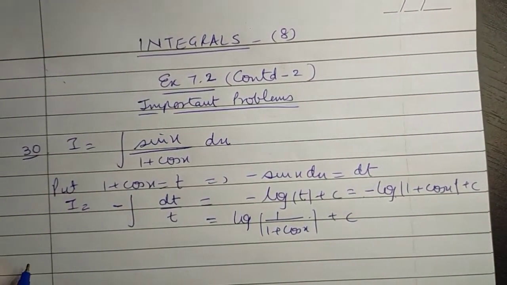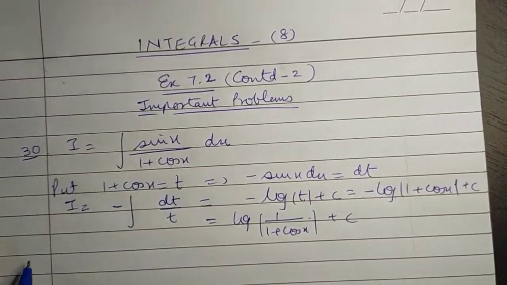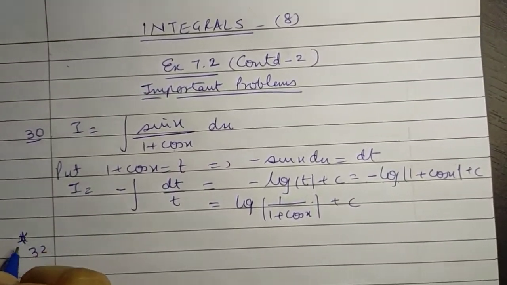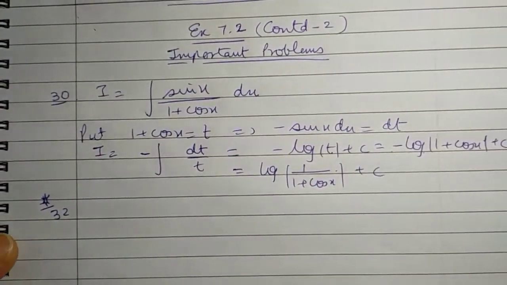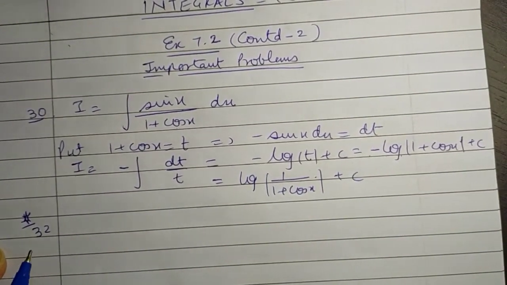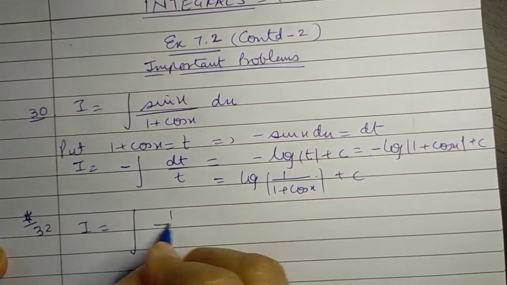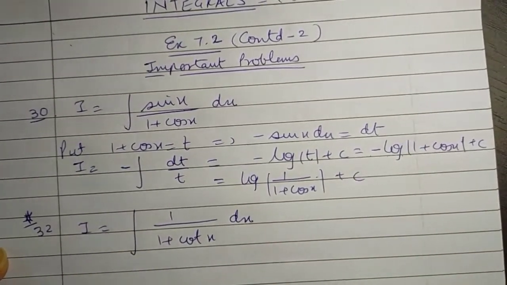Same way, question number 31, you make the similar substitution and do the needful. Now let's come to question number 32. Extremely important question. And it's a question where we need to use a slight trick. Now, I is equal to 1 over 1 plus cot x dx.